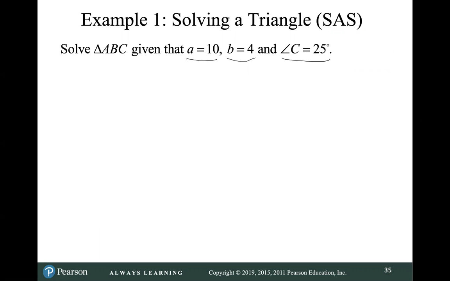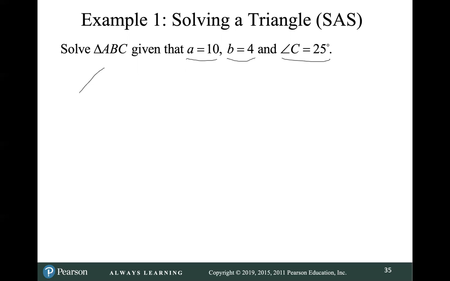If I had side A and angle A, then we can use law of sines because that gives me one of my ratios. But if I have one of each variable, an A, a B, and a C, and one of them could be an angle or all three could be sides, then I have to use law of cosines.